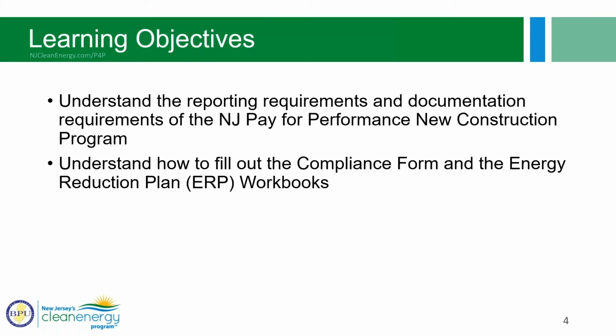So the learning objectives are for the attendees to gain an understanding of the reporting requirements and documentation requirements of the New Jersey Pay-for-Performance new construction program, and then also just in detail how to actually fill out the workbooks that are required for participation in the program. Now, the training touches on the simulation requirements of 90.1, but in general assumes that attendees have maybe just a high-level understanding of these requirements, and the target audience are P4P partners.